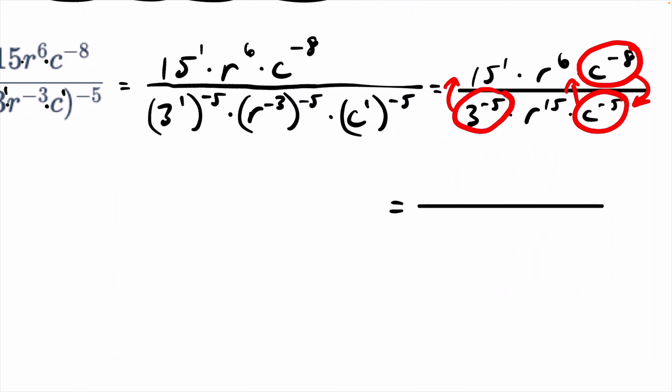So on top, I'm going to get 3 to the positive 5 power, 15 to the first power. You don't have to write first power anymore because it's just 15. R6, because it stayed, and C5, because it moved up. The bottom is just going to be R15 and C8. R15 was already there, and C8 because it was negative 8 before. No more negatives.